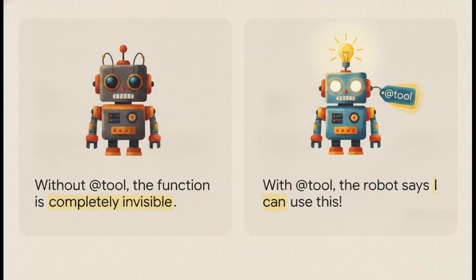Now, the absolute crucial key to all this code is the @tool decorator. Literally, without this tiny label placed directly above our Python code, our calculator function is completely invisible to the manager. The brain has zero idea it exists. But by simply adding that @tool decorator, you flip the switch. The system instantly recognizes it and goes, aha, I can actually use this ability.